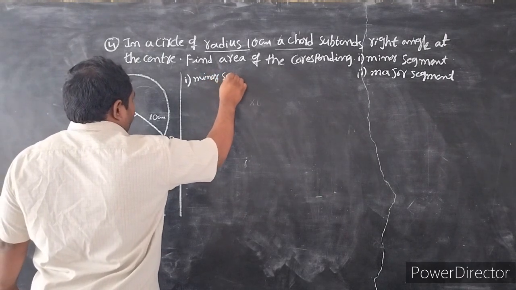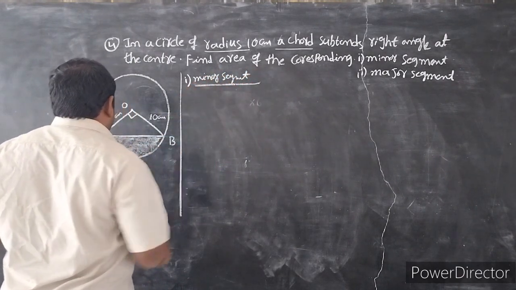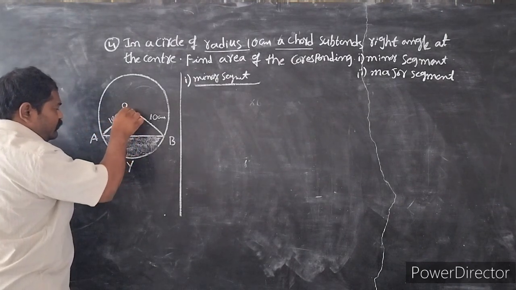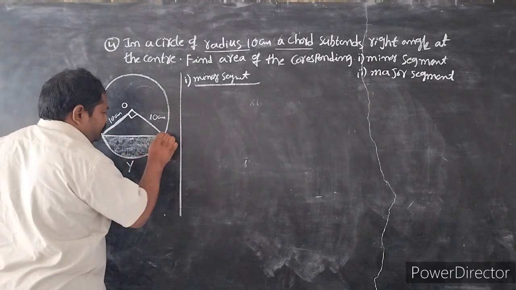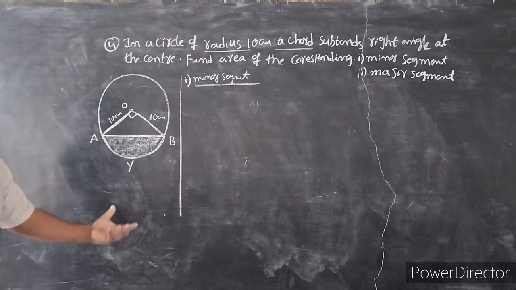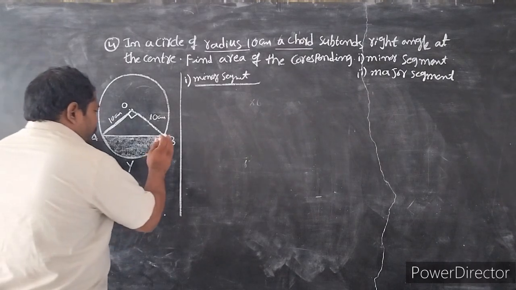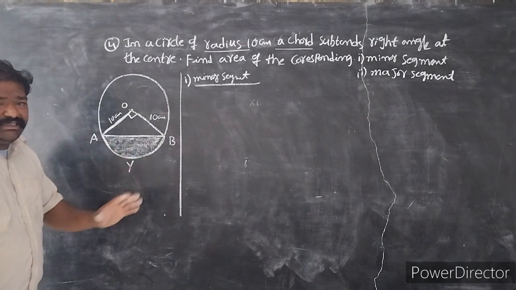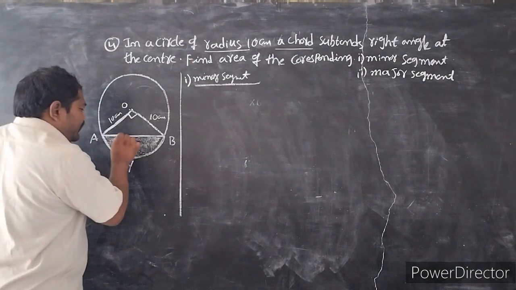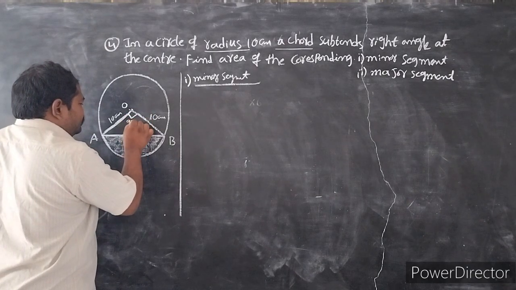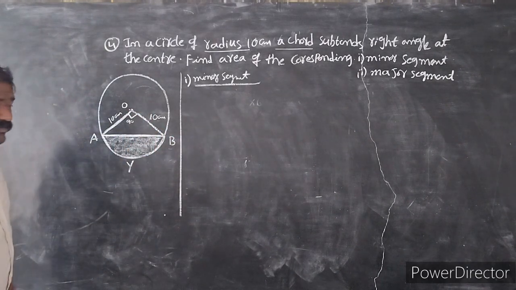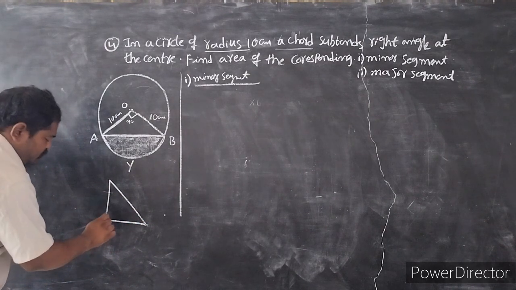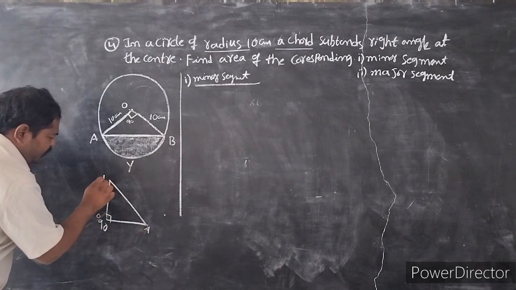For the minor segment we have to calculate, this is OA, for example this is Y, OA, YB. This is the total sector. First we have to calculate the area of this OAYB, which is initially a sector. In this sector we have a right angle triangle here. This is 90 degrees, a right angle triangle, right? This is O, A, 10.